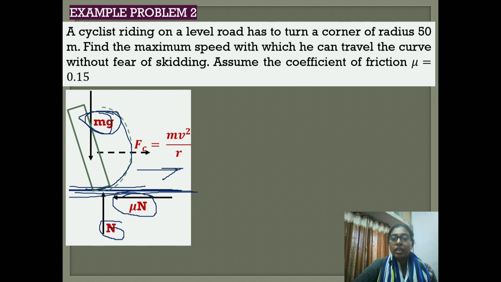Now, the centrifugal force acts away from the center. Centrifugal force Fc is equal to mv square by r. It acts away from the center. So this is the center of the rotation, and this is the curve of rotation. So our centrifugal force will act away from the center. So Fc is equal to mv square by r.